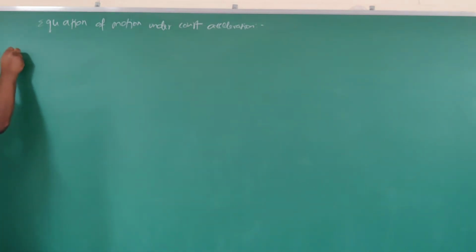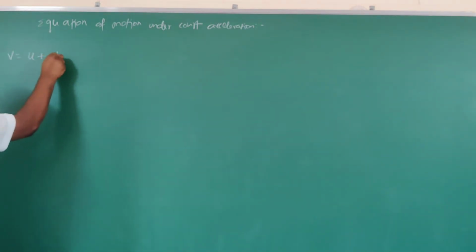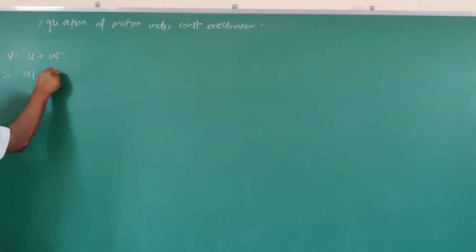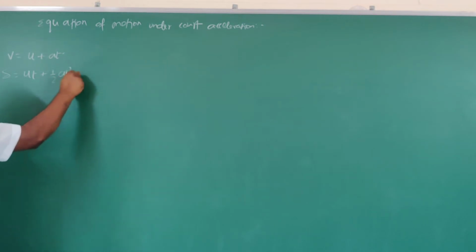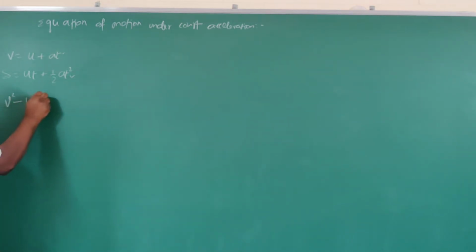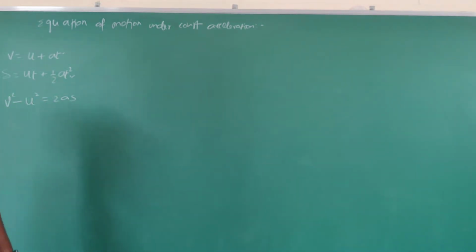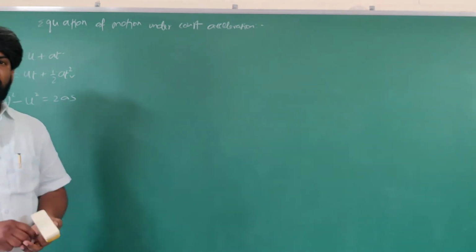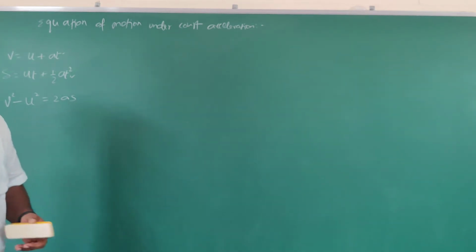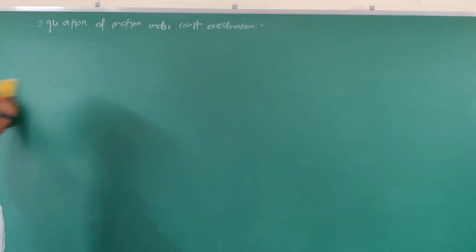In the first equation of motion we derived v equal to u plus at, and in s equal to ut plus half at square, time is available in these two equations. But in this third equation, v square minus u square is equal to 2as, there is no time, only initial velocity, final velocity, acceleration and displacement. It is a little bit tricky, please observe carefully.